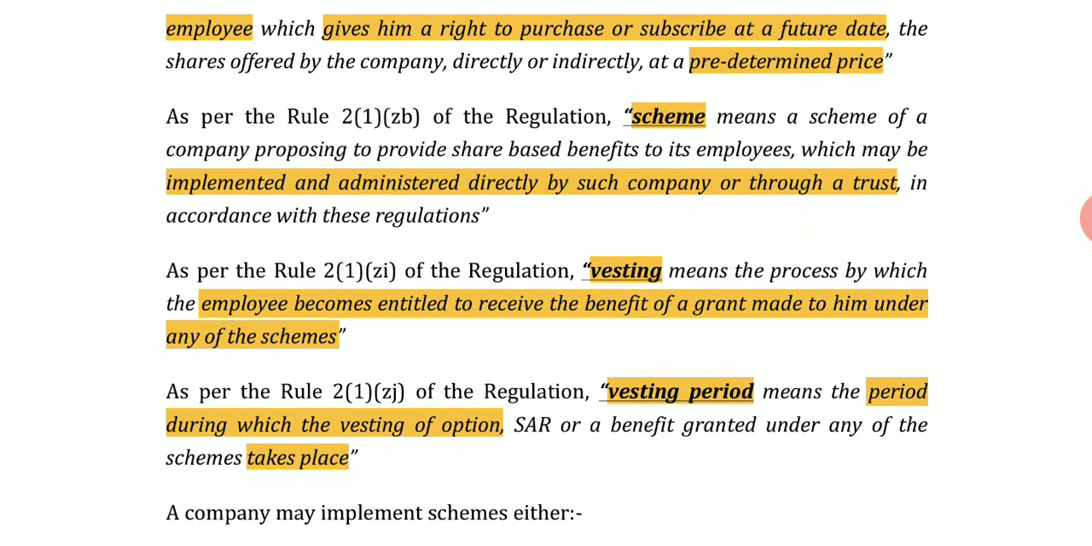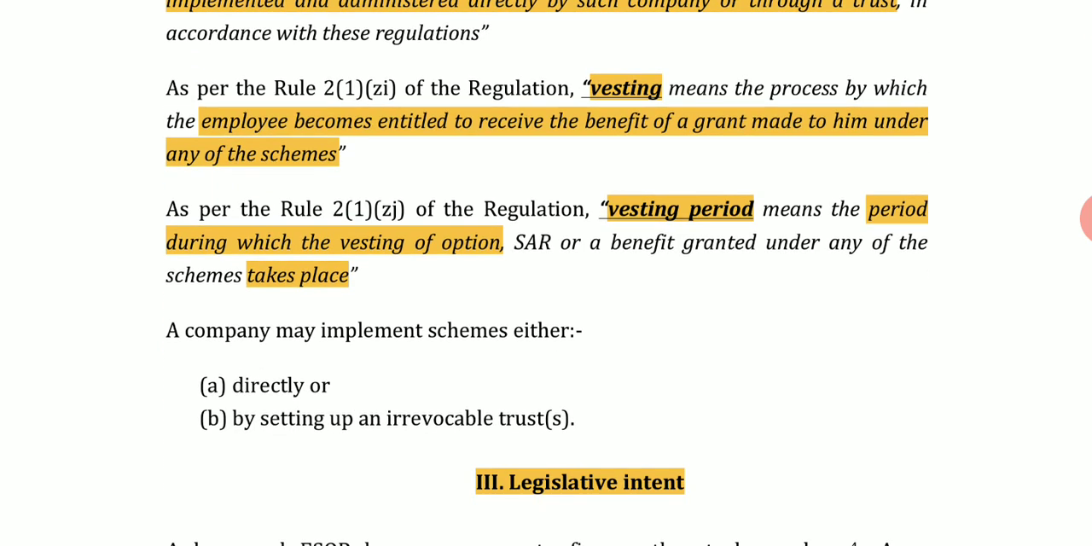Vesting, yeah. So vesting, as Rule 21ZI states, is a process by which the employee becomes entitled to receive the benefit of a grant made to him under any of the schemes, and the vesting period is the period during which the vesting of the option takes place. So, for example, the vesting period can be 1 year. Mostly, it is 1 year in the case of this regulation.